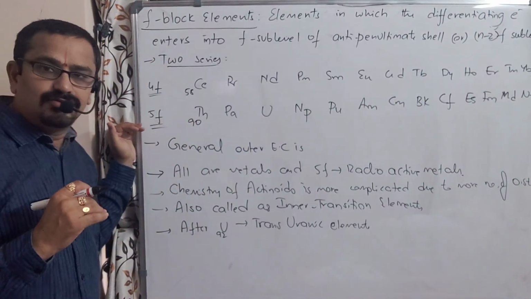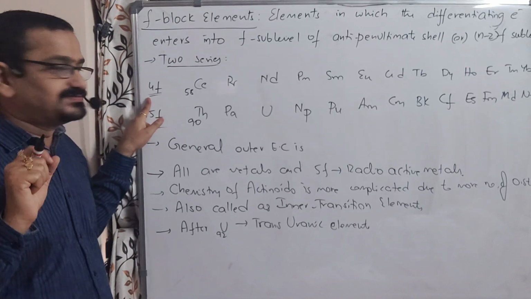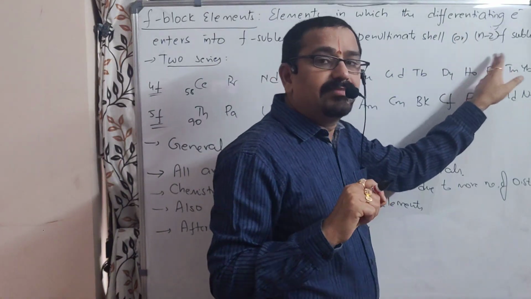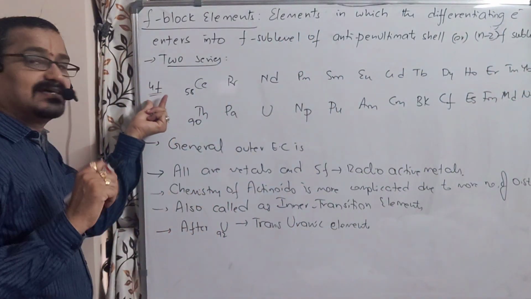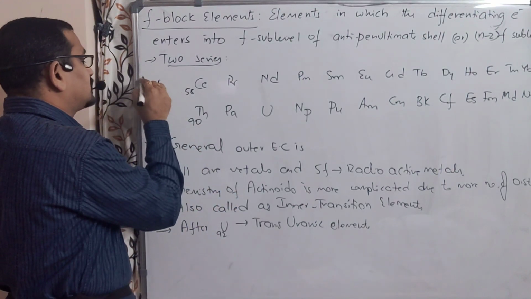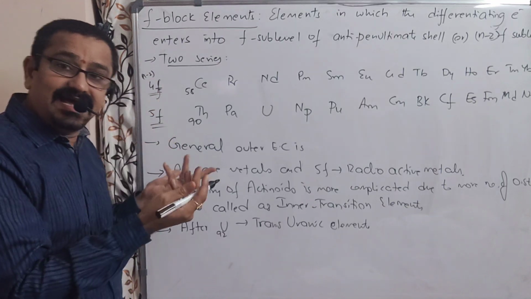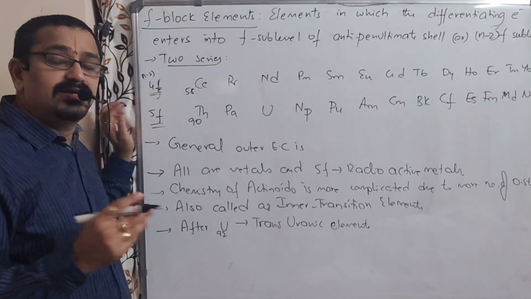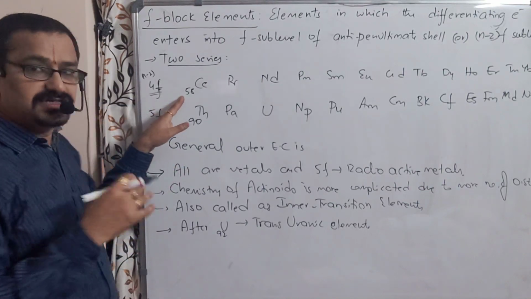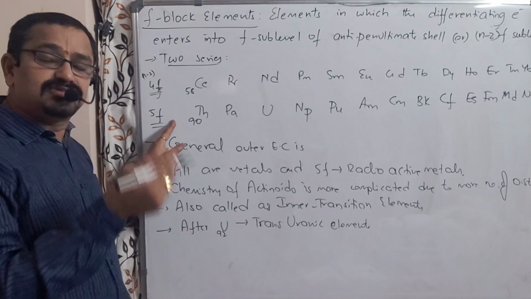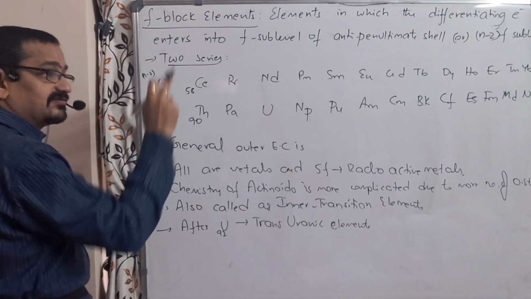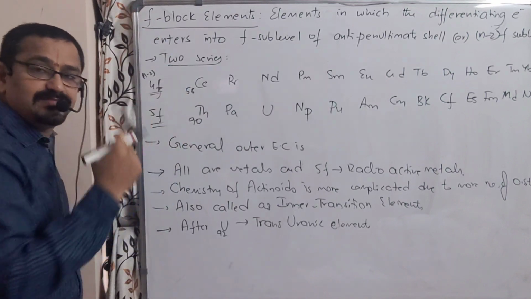Now you might have noticed why this series is called 4f. From the definition, elements in which a differentiating electron enters into n-2 f sublevel. Here the differentiating electron is entering into 4f sublevel. Here 4 corresponds to n-2. Then what is n value? When n-2 is 4, n is 6. So this 4f series belongs to 6th period because their outer shell is 6th. And 5f series belongs to 7th period because their outer shell is 7.